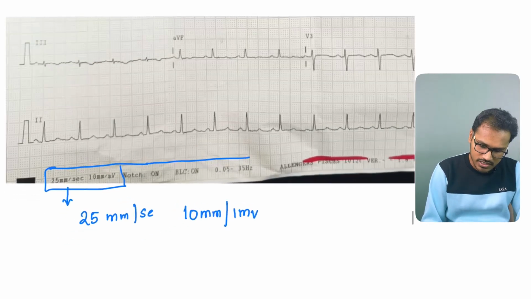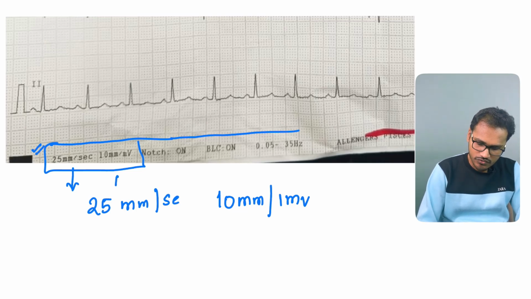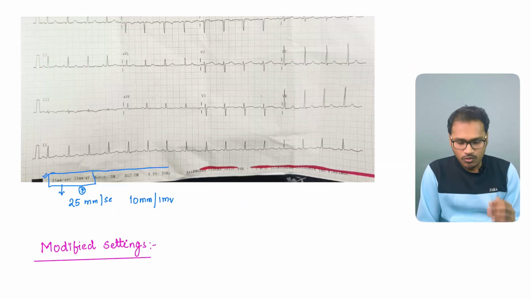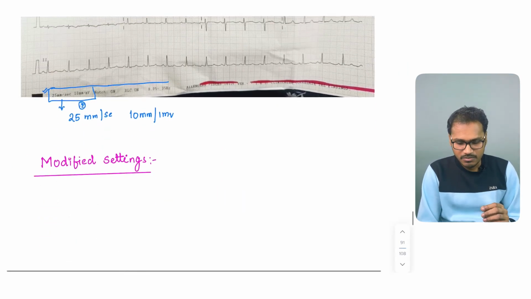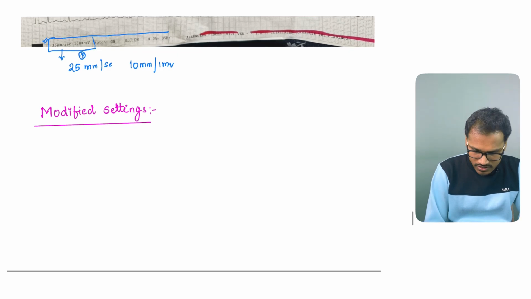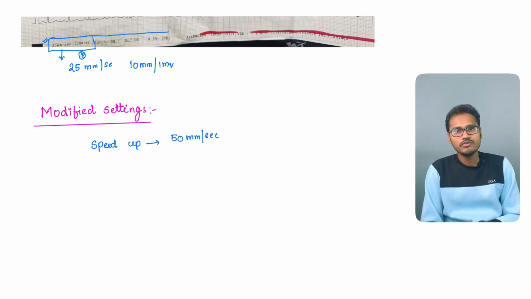So as you can see here, I'll zoom it for you guys. So this is the calibration setting. So we should always check this first and then only we can interpret. Now we will try to understand, sometimes we might need modified settings. When we need that, sometimes we might need to speed up the paper. Suppose, for example, we have to take it at 50 millimeter per second. In which type of condition do we want to do it?